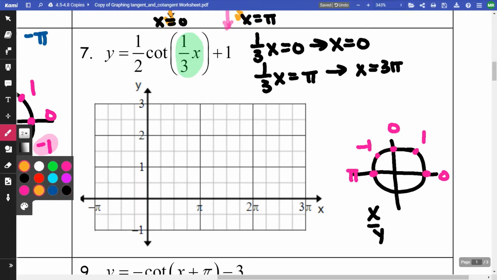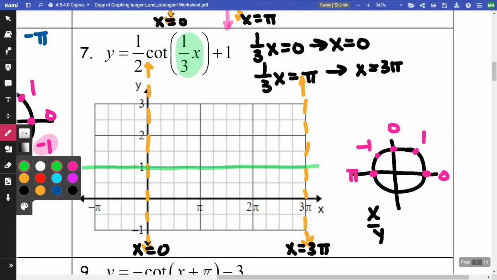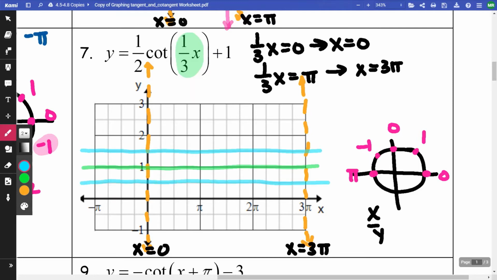So I am going to have an asymptote here at 0 and at 3 pi. So this one's x equals 0. This one is x equals 3 pi. Now for this, my vertical shift is at 1. So I'm going to be up here at 1. That's going to be where my zeros are. I have a 1/2 as an amplitude, which means I'm going to go up a half and down a half.